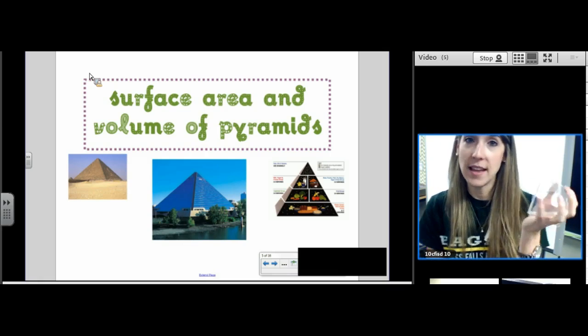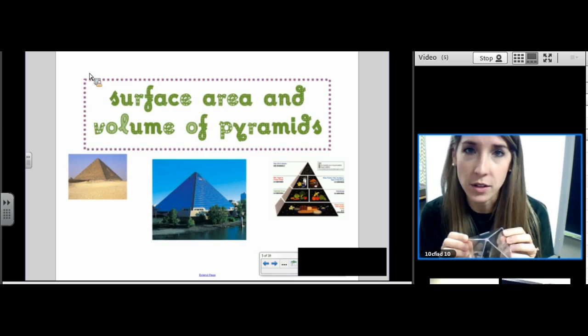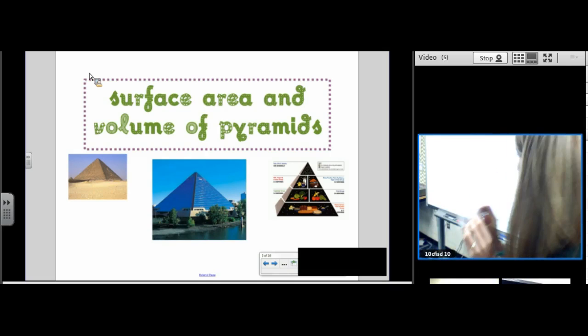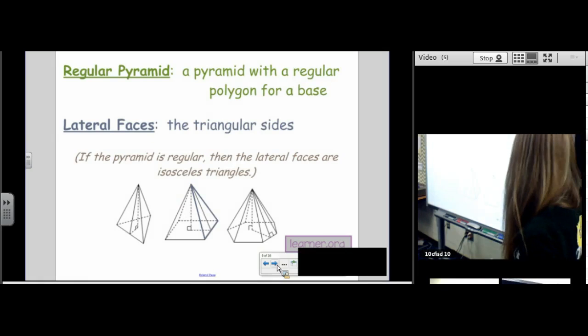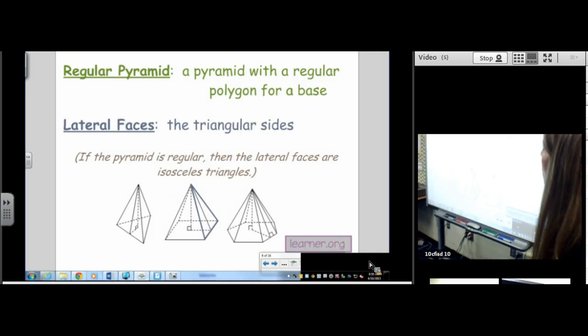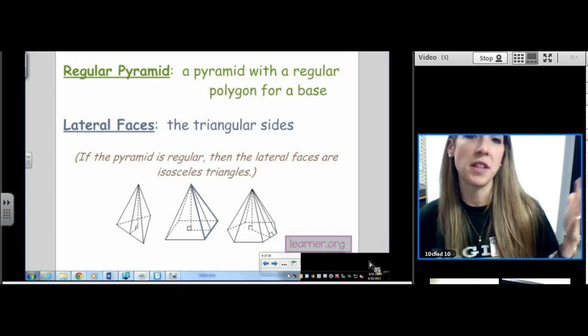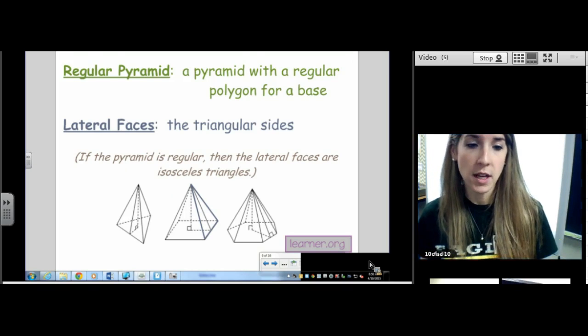Also, the lateral faces of a pyramid are triangles. They are not rectangles anymore. So that's a big difference in a pyramid versus a prism. I'm not concerned that you write down all these definitions. I'm just concerned that you understand what they mean. So I'm not giving you time to write down all these words. I just want you to watch and listen, okay?